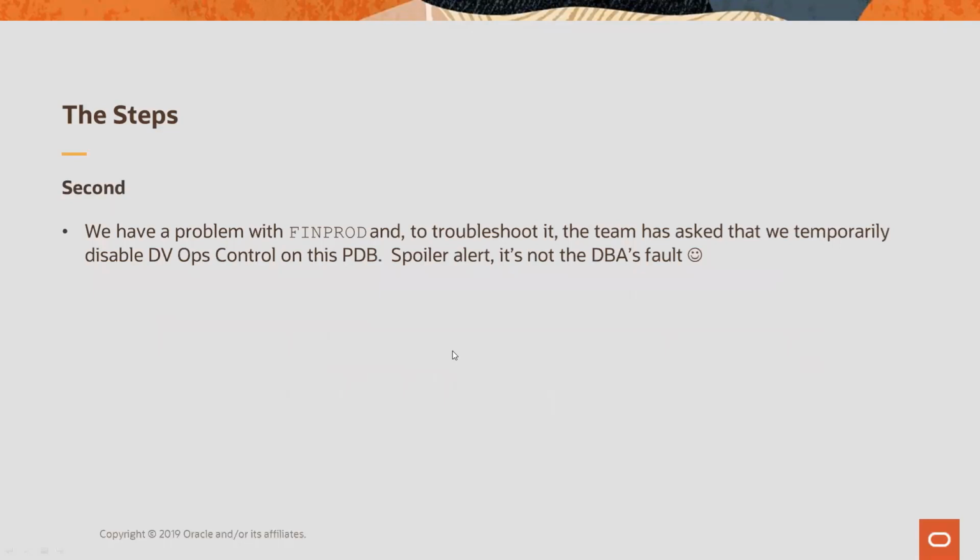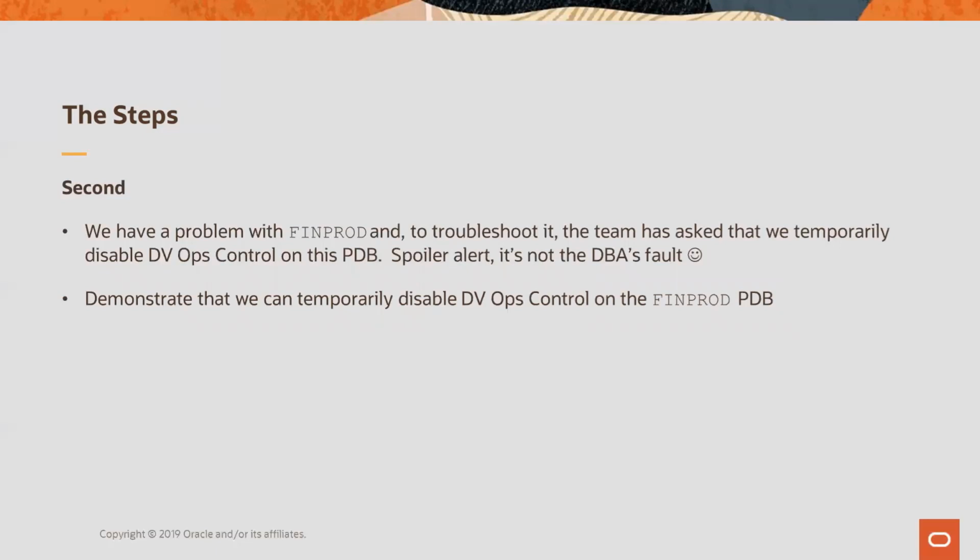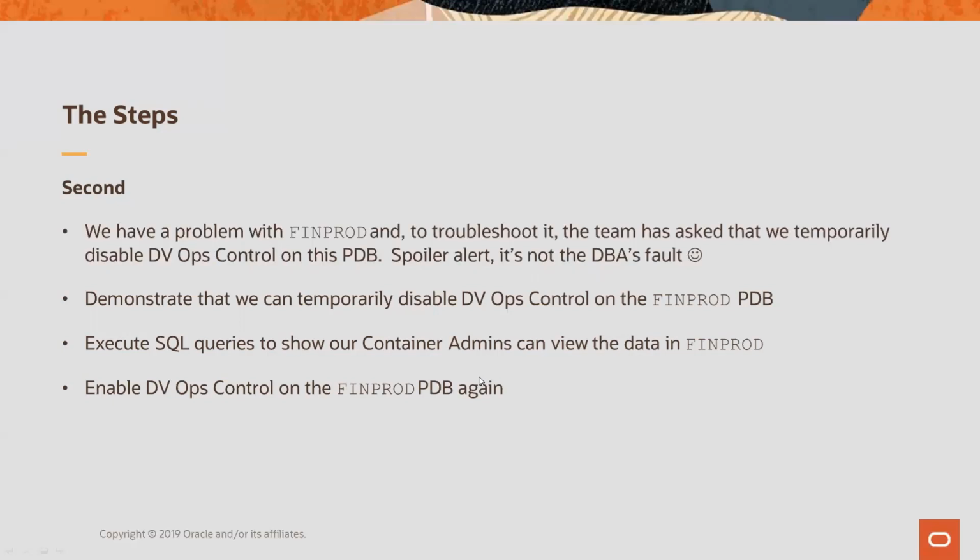Second, we're going to get interrupted, because we do. As we work, we're going to get interrupted with a problem with Fin prod, and we're asked to troubleshoot it. So the team has asked that we temporarily disable DV Ops control on this database. And just spoiler alert, it's not our problem that they found; it's going to be some other issue, but we're going to interrupt our work for them. We're going to demonstrate that we can temporarily disable DV Ops on Fin prod, show that our container admins can help troubleshoot because we're team members, and then enable it again when we realize that it was an app issue the whole time.